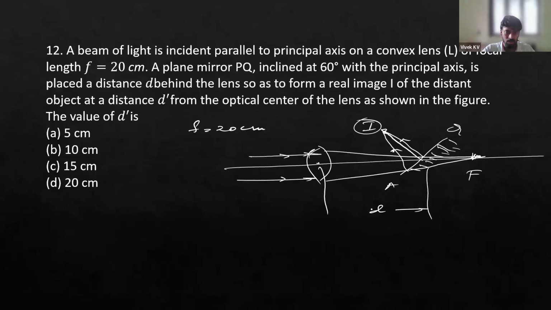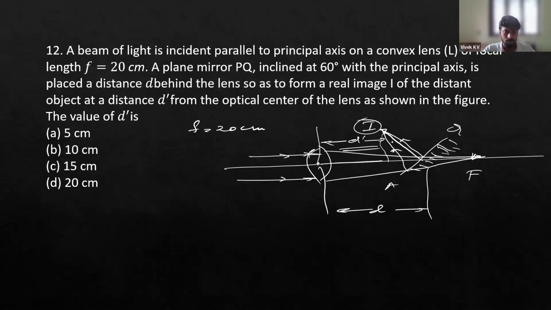If the optical center and the pole of the mirror are at a distance d apart, placed at a distance d behind the lens so as to form a real image I of the distant object at a distance d dash from the optical center of the lens, what is the value of d dash? So if this is the image, and let us say this much distance from the optical center is d dash, what is this distance d dash is what we have been asked.